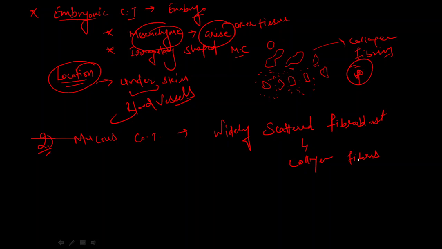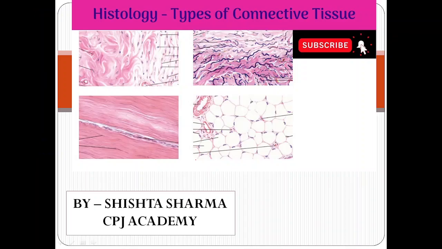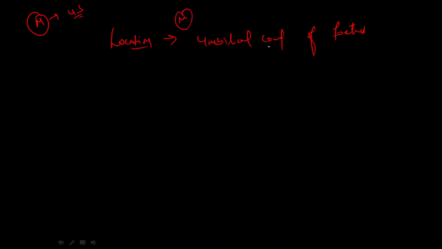Correct. Now the thing is where it is present, or the location, you can say. In terms of location, it is present in the umbilical cord of the fetus. Whereas for mesenchyme, the main location was under the skin, in case of mucous tissue it is present in the umbilical cord of the fetus. Now the function of this mucous tissue is providing support.